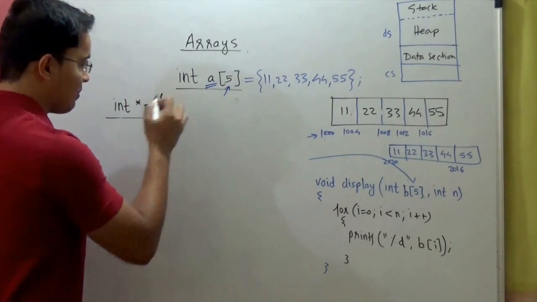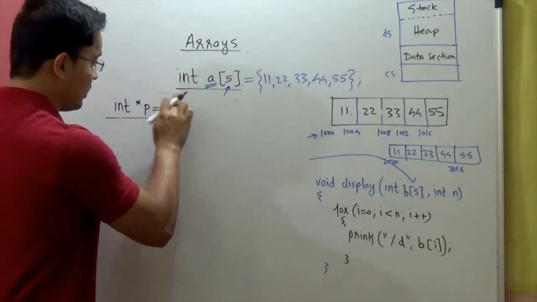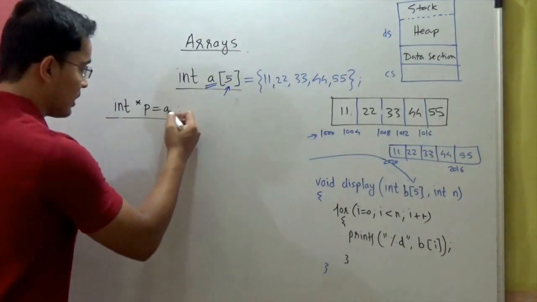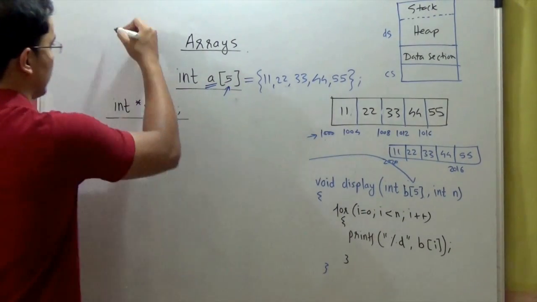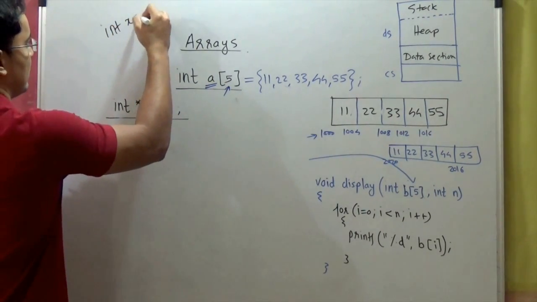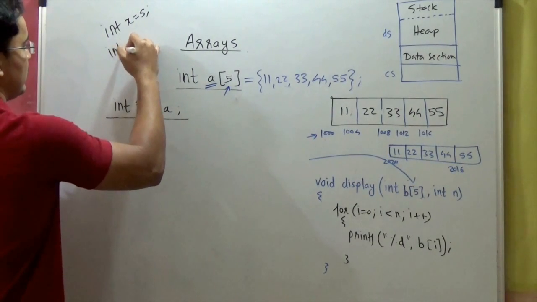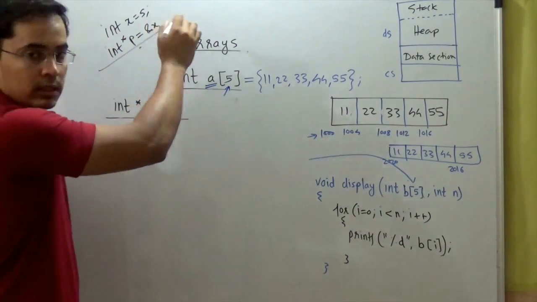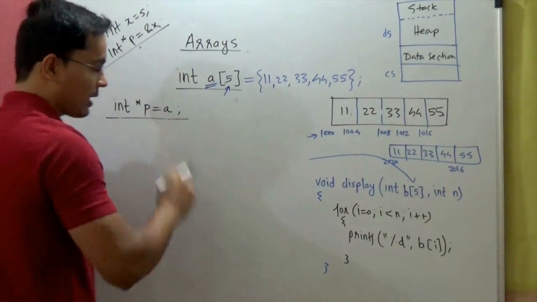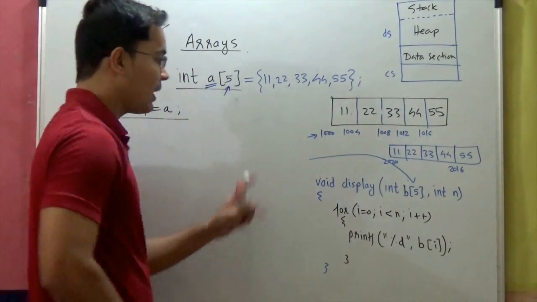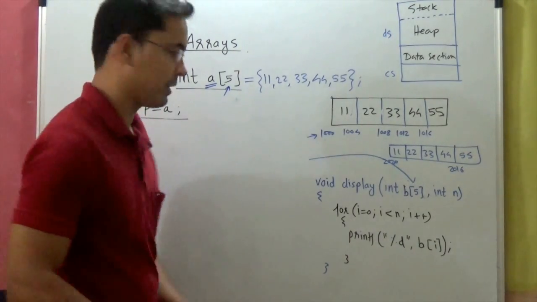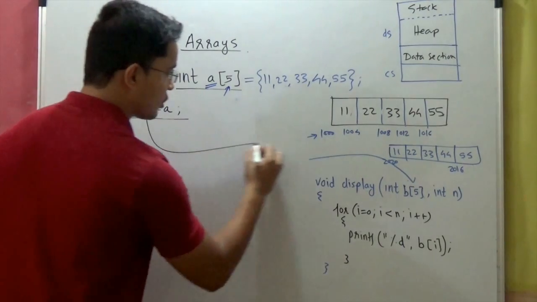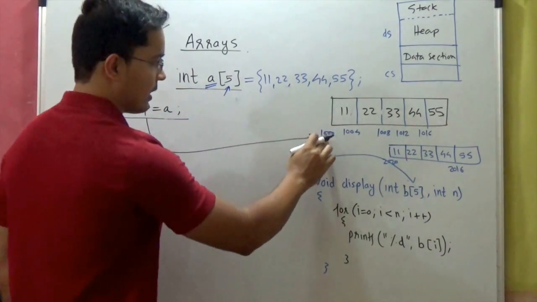Why are we not using ampersand here? Because as I told you, array name itself gives us the base address. So we don't need to use ampersand, which we usually do something like this, right? int x = 5 and let's say int *p = &x, right? You know this, right? But we are not applying the ampersand operator because the name of the array itself is a base address. So once we do this, now it means that p is also storing 1000, this address, right?